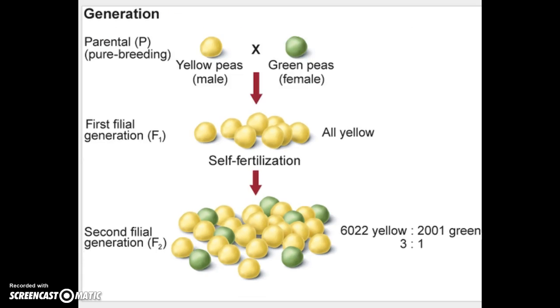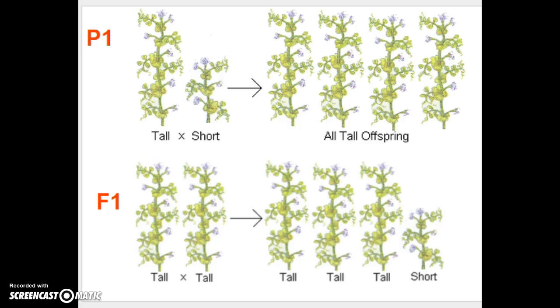So this is the whole thing from start to finish. We have the P generation. We cross those, all yellow peas in the F1 generation. After self-fertilizing those, that green trait came back, but at a much reduced rate than what Mendel thought. So this was true for every trait that he tried, whether it was height or flower position or pod shape or pod color. It was always this 3-to-1 ratio in that F2 generation.